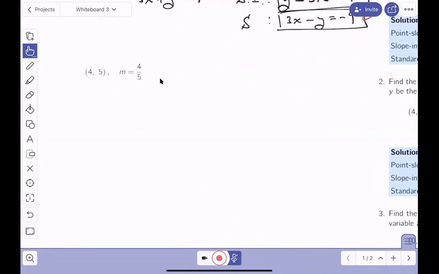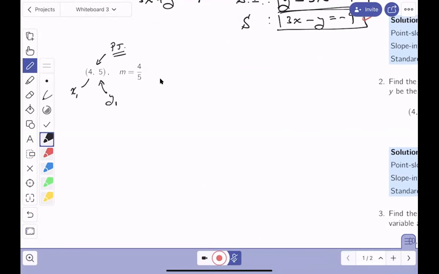Pull this over here. And my claim over here is I have definitely been given a point. This is a point. Whoops, let me go back to black ink. This is definitely a point. Where this would be x1 and this would be y1. And I have definitely been given a slope. So I'm going to use the point slope form. So PS.